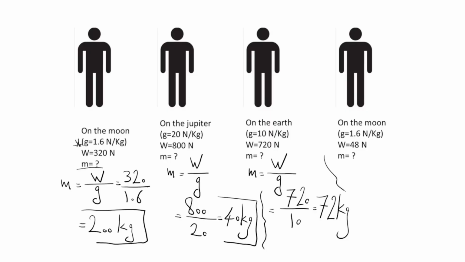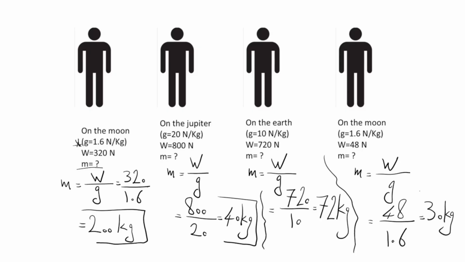Let me again separate this part. We want the mass, W over G, 48 over 1.6, it's gonna be 30 kilogram. I expect you to know how to do this division.